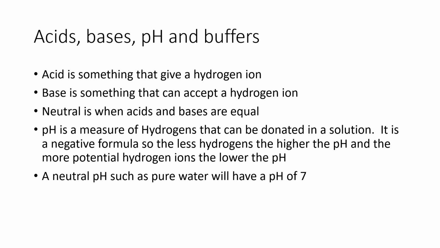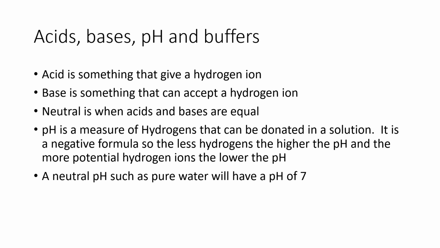And neutral is when the acids and bases are even. And so if you look at water, water is neutral. By the way, it can give you a hydrogen ion and it can accept hydrogen ions. And so that's actually neutral. And when we're measuring the pH, when we're measuring the acidity of something, we use the pH, which stands for potential hydrogen. It's actually looking at how many hydrogens are potentially in a solution.